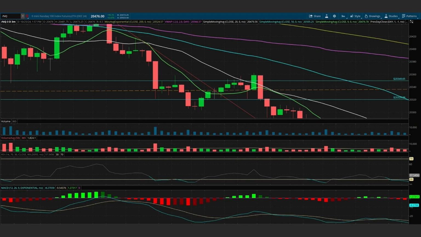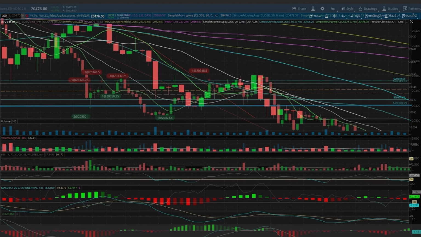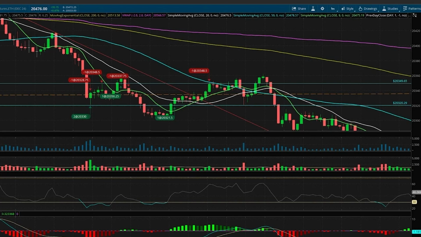For the next trade, I waited for a solid confirmation. The price dipped below 20,320 support with RSI still being oversold. However, when looking at the 1 minute chart, I noticed a bullish divergence.